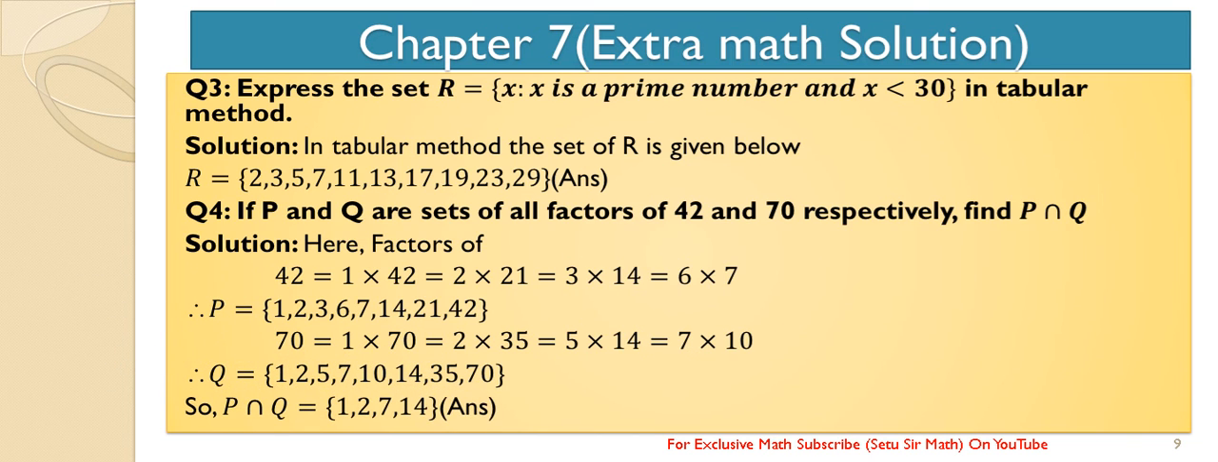So P intersection Q, if you follow these two sets, you will find only the common elements: 1 and 1, 2 and 2, 7 and 7, 14 and 14. So this is the answer of P intersection Q.